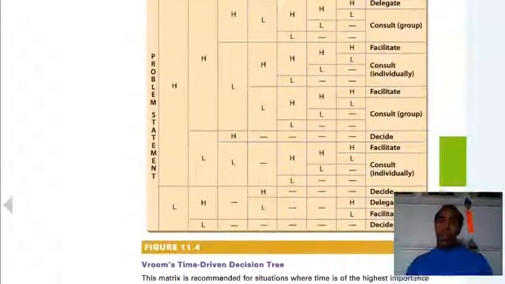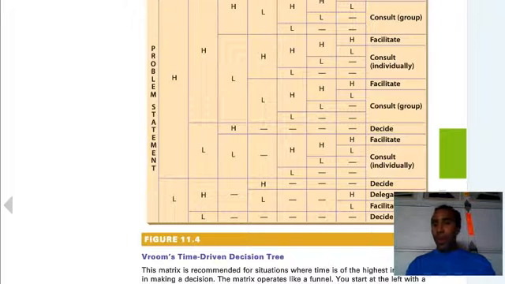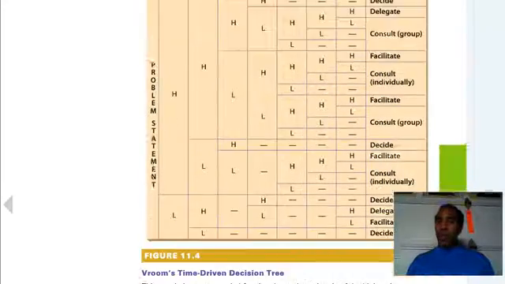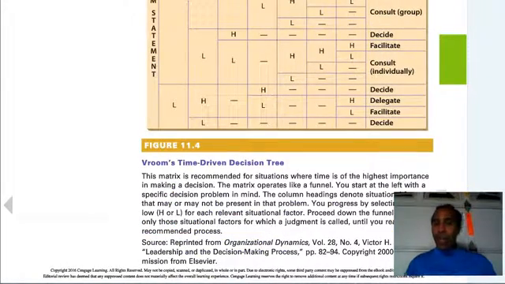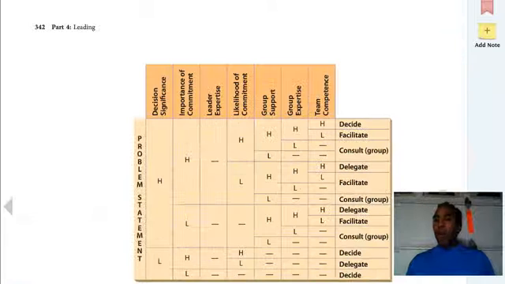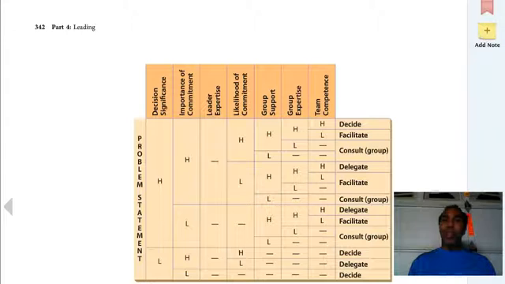There are additional diagrams that I would like for you to see. So you see the problem statement is over there, and this is actually time driven. If you look at that, the matrix is recommended for situations where time is of the highest importance in making the decision. So if time is of the essence, you got to make a quick decision, then this Vroom's time-driven decision tree is something that you can use. And I know people use this on great big decisions and even on small decisions as well. But everybody doesn't necessarily utilize those type of tactics or these type of systems that we're seeing.